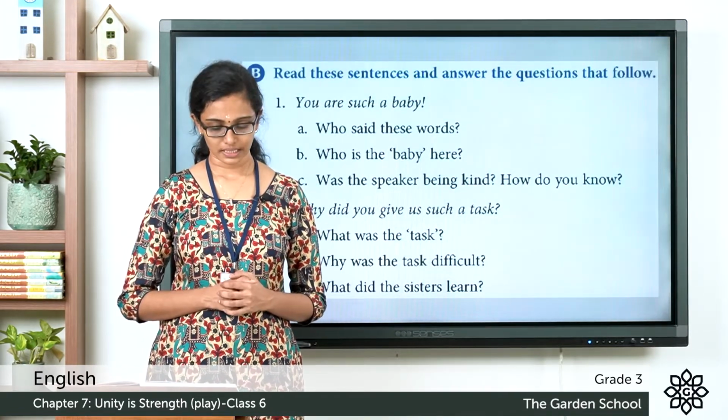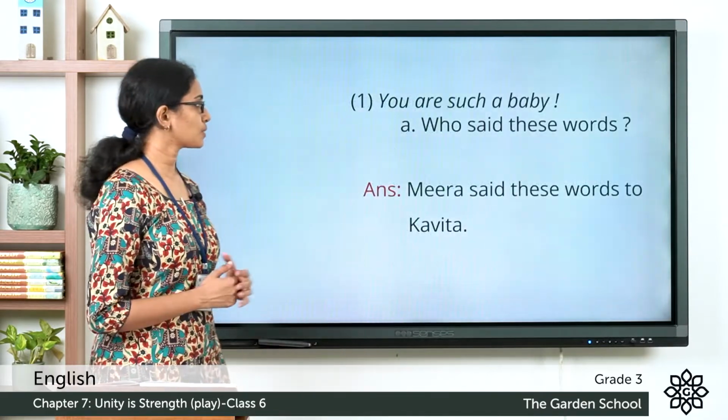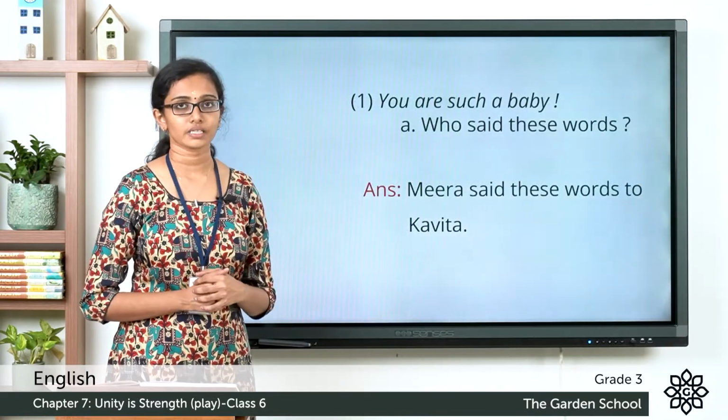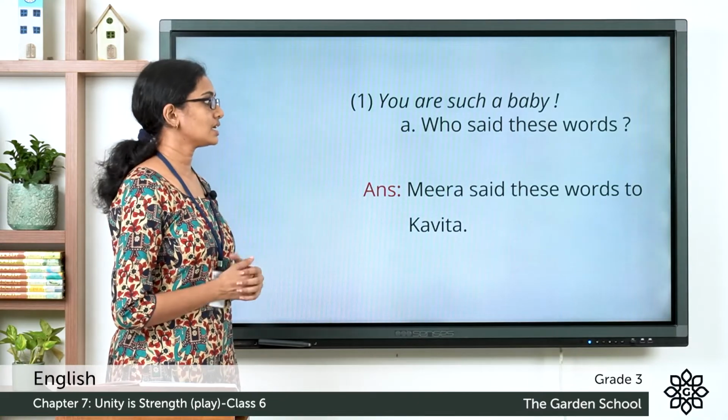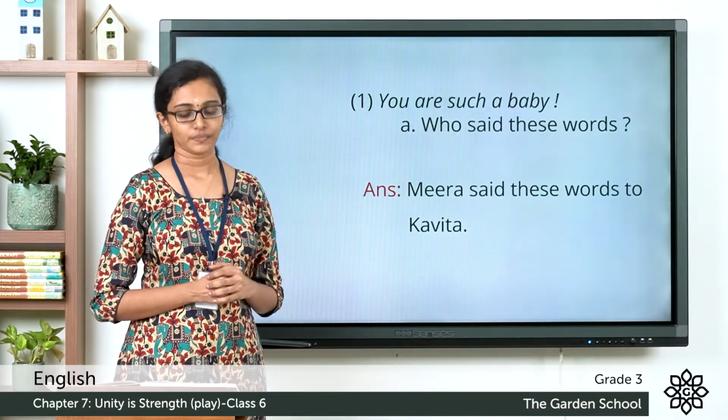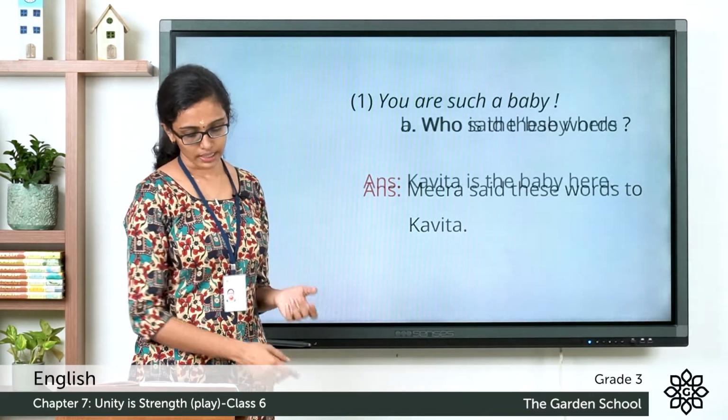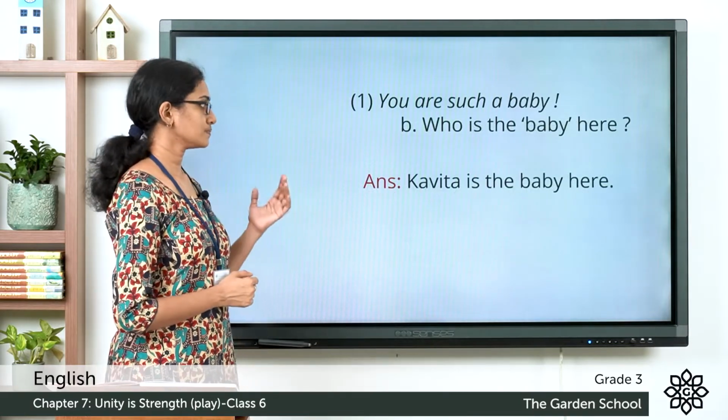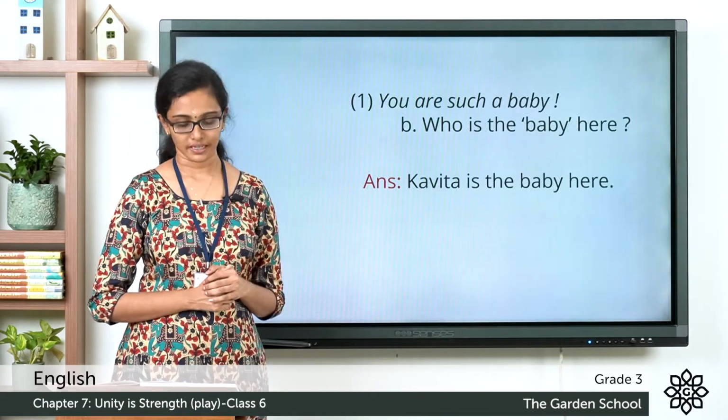The first question is, "You are such a baby." Who said these words? Meera said these words to Kavita. Now the second one, who is the baby here? Kavita is the baby here.